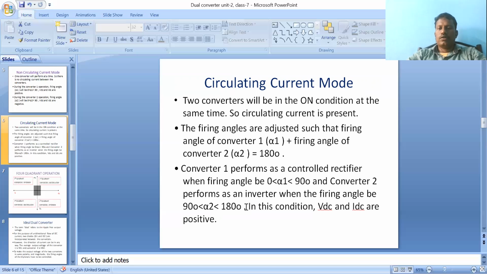So these are the operations of circulating current mode and non-circulating current mode. Non-circulating current mode means one converter operates at a time, with alpha 1 from 0 to 90, and the current is non-circulating. In circulating current mode, the firing angles of converter 1 and converter 2 add up to 180 degrees. When this condition is satisfied, the current is in circulating mode.